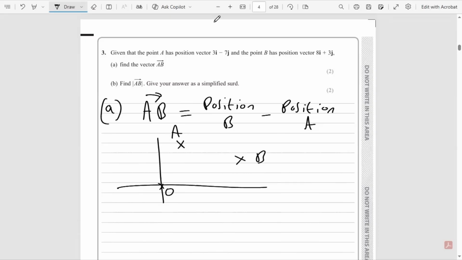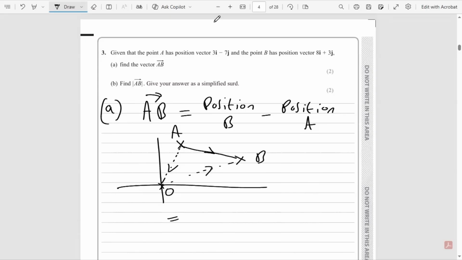So to do this journey from A to B, what you can do is you can go from A back to the origin. So that's the negative of the position of A. So minus the position of A. And then plus the position of B. So you've got minus the position of A plus position B, which is position B, take away position A.